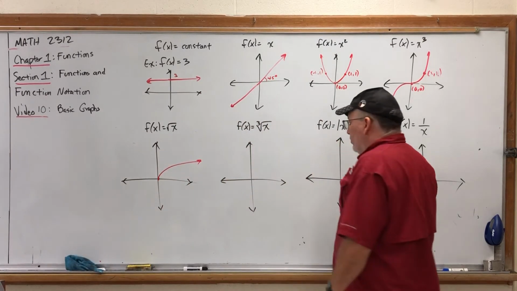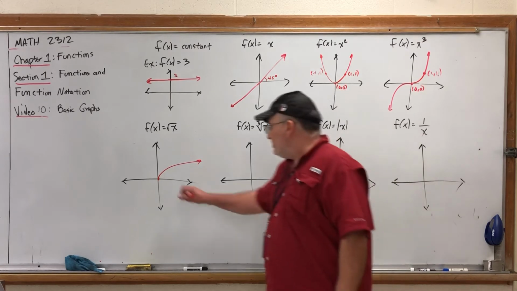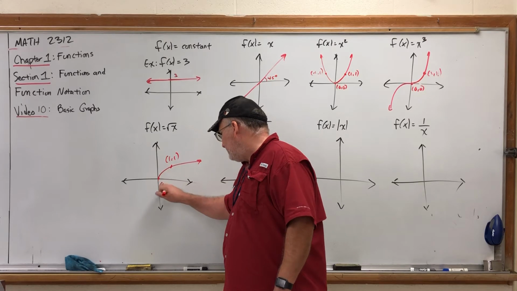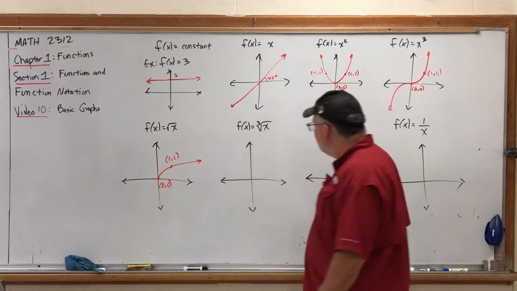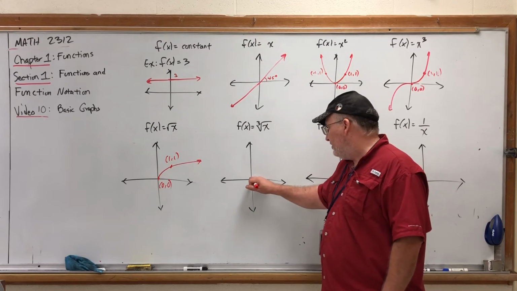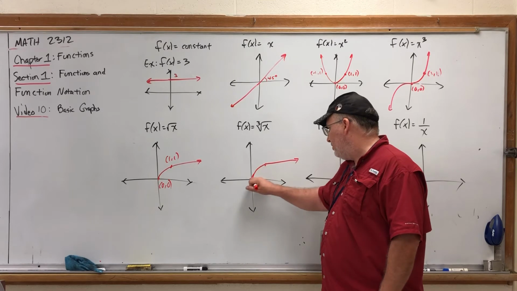Cube root kind of looks like square root with one major difference. Oh, by the way, (0, 0) and (1, 1) are still points on these graphs. It's amazing, they just show up all the time. The cube root of x is kind of like the square root of x, except it's a little bit flatter. It's really hard to see unless you see them on top of each other.